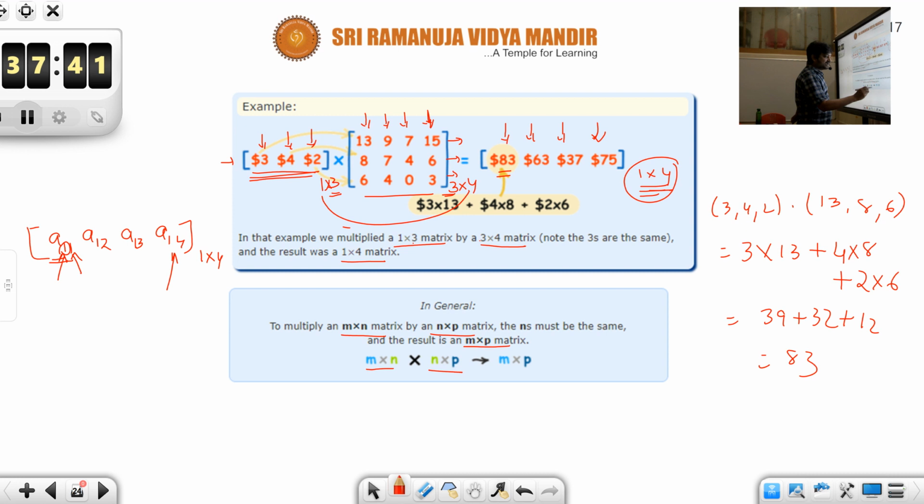So m by n multiplied by n by p will result in an m by p matrix. This is a very important rule for multiplication, guys. Only if the n's match can you perform the multiplication.